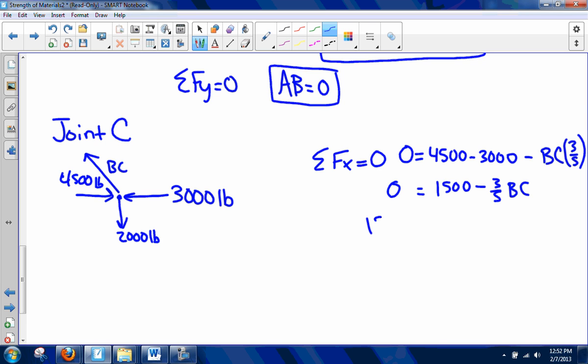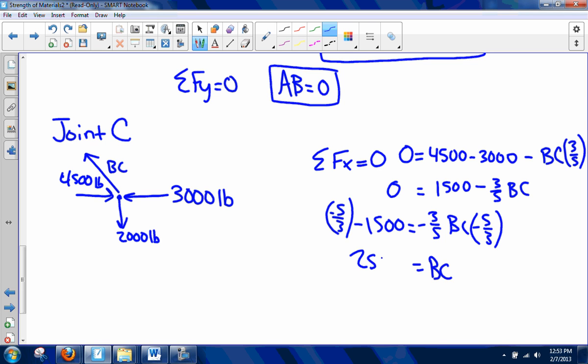Move the 1,500 to the other side. I get 1,500 equals negative 3 over 5 BC. I'm going to multiply both sides by a negative 5 over 3. I'll get BC is equal to... Gotta have a calculator for that. 2,500? So I get 2,500 pounds. It's positive. That means this is in tension because I drew it in tension.